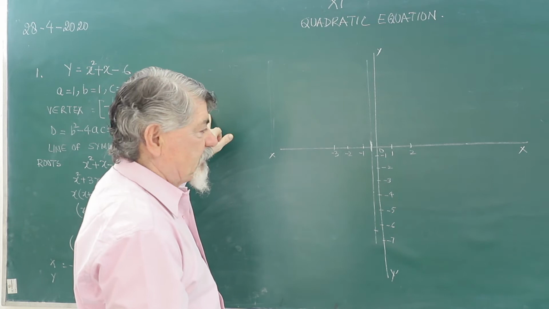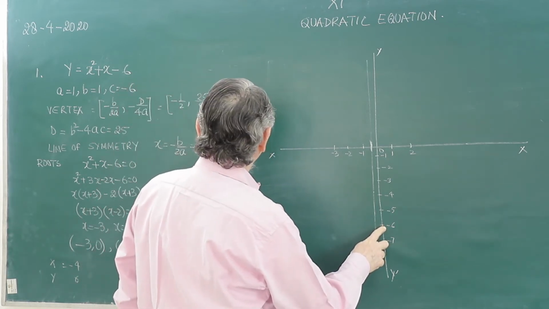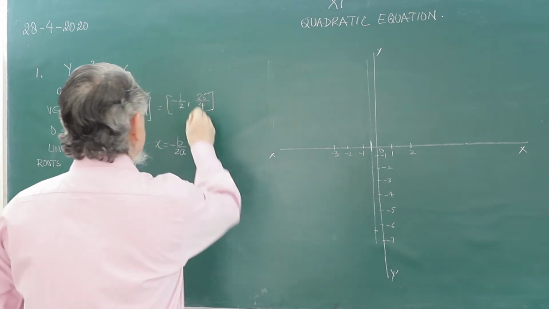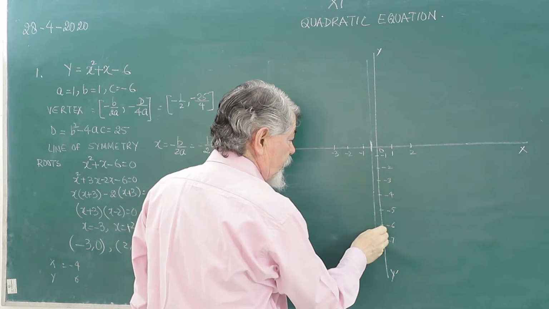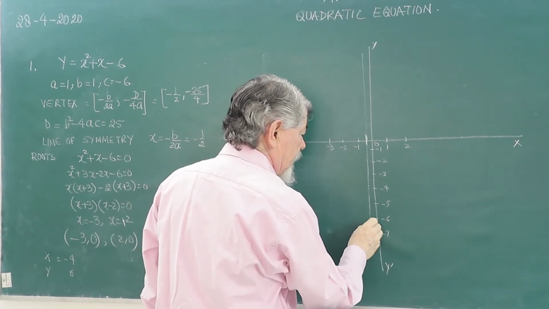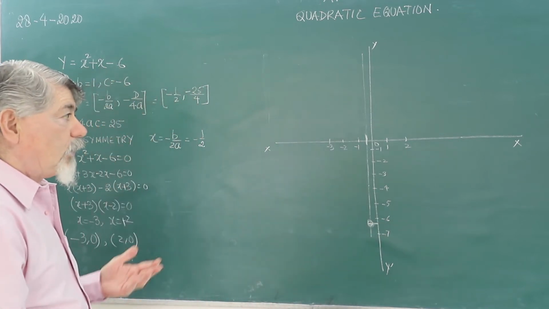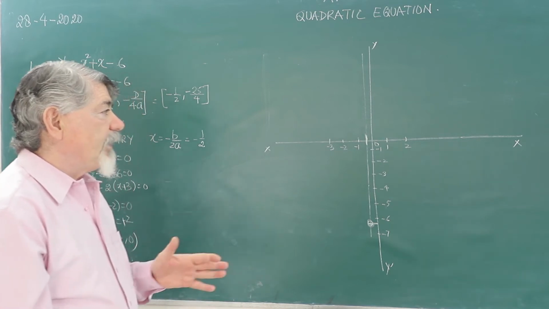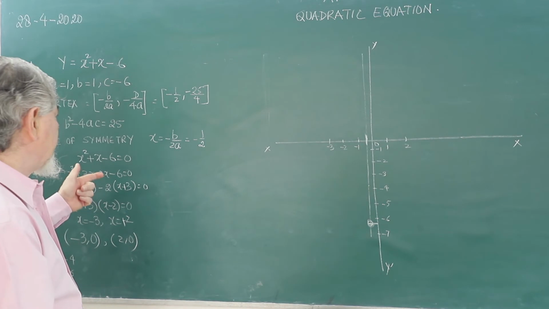25 upon 4 means 6.25. So minus 6.25 is here, this is minus 25 upon 4, so minus 6.25 somewhere here approximately will come. So this is your vertex. This point is your vertex. Now how do we get the roots? Where y is 0.